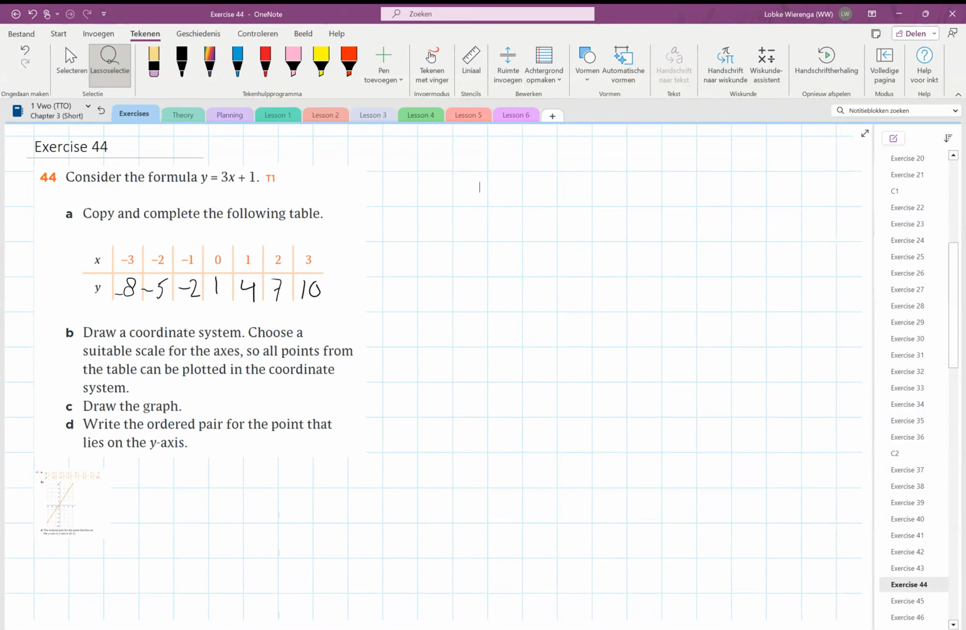Step size of 1. On the y-axis, our lowest point is minus 8 and the highest is 10.